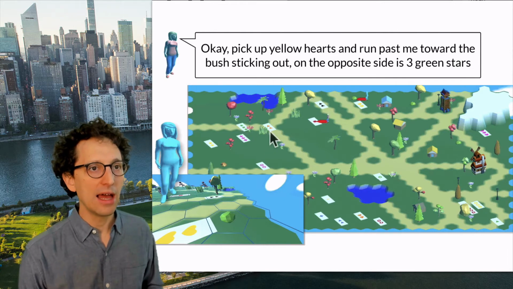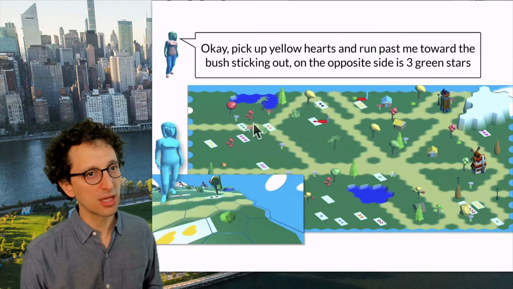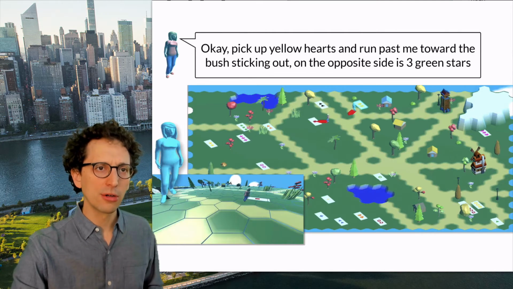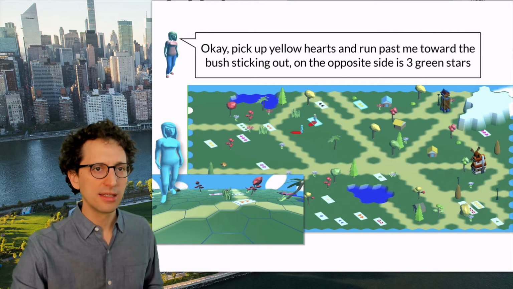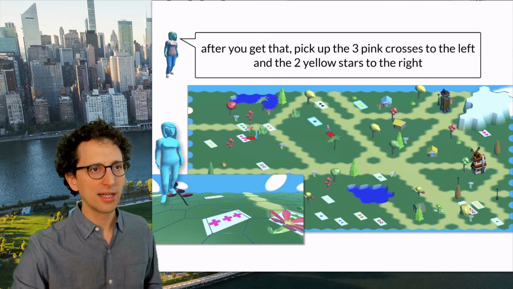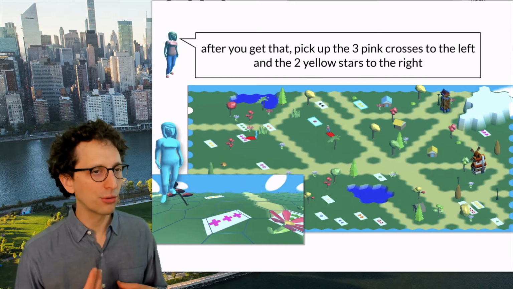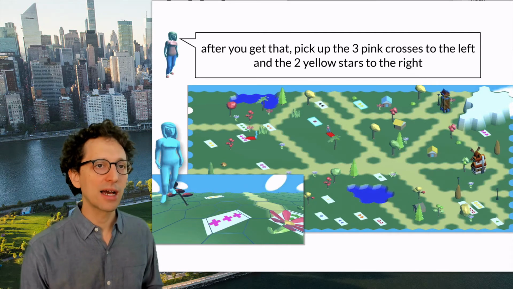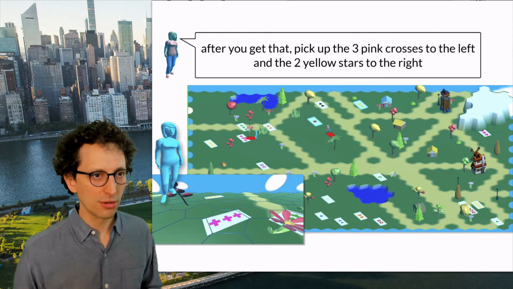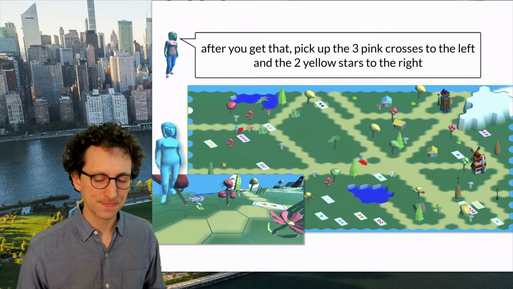So here, on the opposite side is the three green stars. So you're looking for this card basically, but you haven't been told to collect it yet. So the follower collects the cards and then runs all the way to the other side. The leader gets this card, and then gives the instruction: after you get that, so implicitly now I tell you to collect the cards we talked about earlier. Then pick up the three pink crosses to the left and these two yellow stars, and we're going to continue for the next set. So the follower goes and collects the cards, the interaction continues.